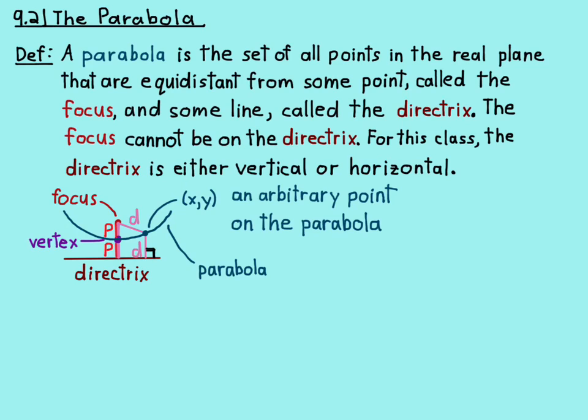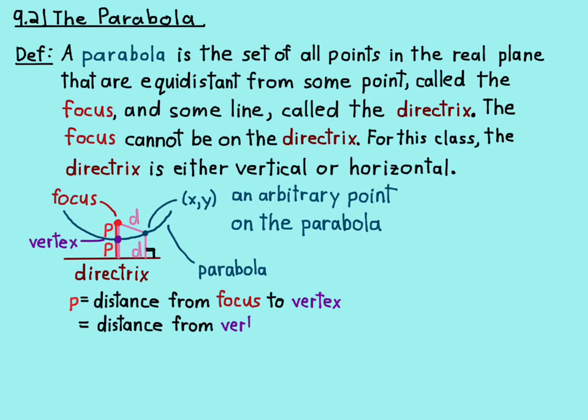This distance from the vertex to the focus is called P. It's the same as the distance from the vertex to the directrix. So the distance from the focus to the directrix is 2P. Okay, so P, the distance from focus to vertex, equals the distance from vertex to directrix. That's important when you're graphing. It's important to know that.